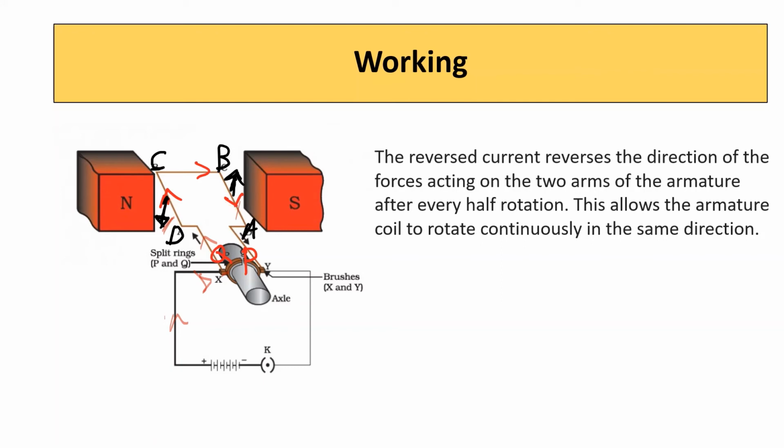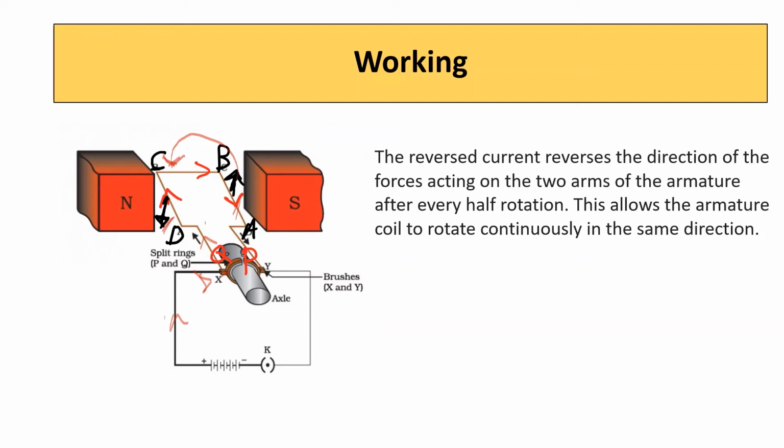And when you consider the arm AB, the current is flowing from B to A. When the current is flowing from B to A, the force will be acting upwards. When the current is reversed, the force is also reversed. In the earlier case, the current was flowing from A to B and the force was acting downwards. This upward force will turn the armature coil in the anti-clockwise direction.